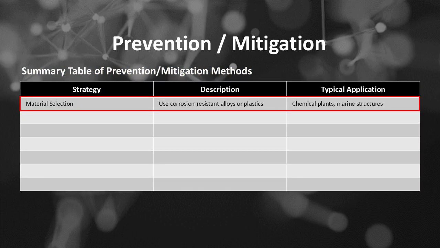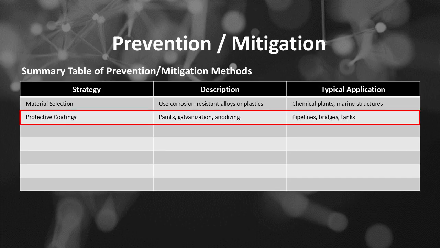If the prevention and mitigation strategy is material selection, its description is use corrosion-resistant alloys or plastics, and the typical application is chemical plants and marine structures. If the strategy is protective coatings, its description is paints, galvanization, anodizing, and the typical application is pipelines, bridges, tanks.